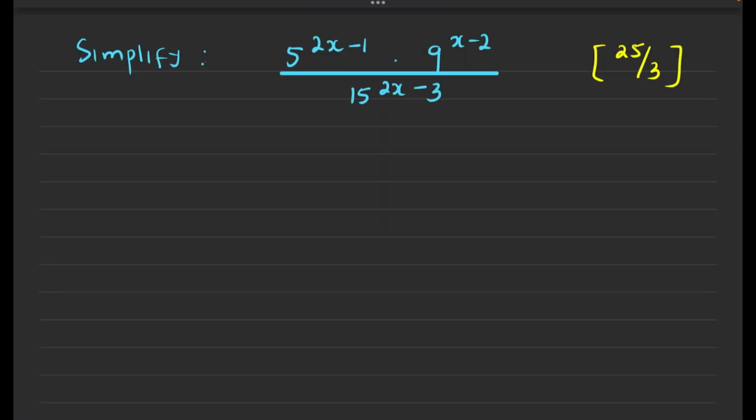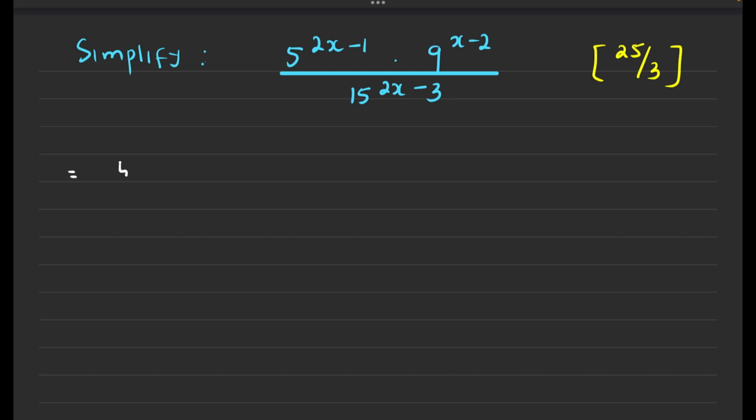Simplify 5 to the 2x minus 1 times 9 to the power x minus 2, all divided by 15 to the 2x minus 3. So just try this by yourself and see if you're going to get 25 divided by 3. The first thing I'm going to do here, guys, is that I'm going to express all the bases in terms of prime numbers.